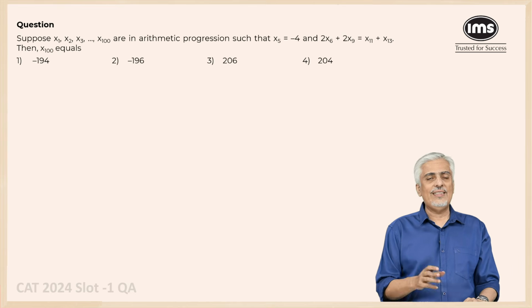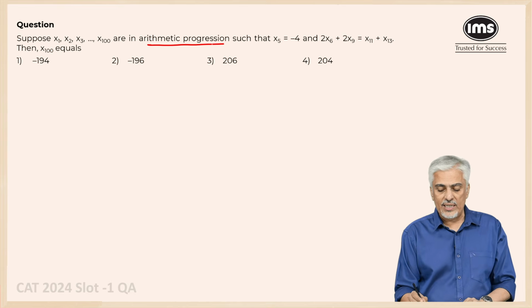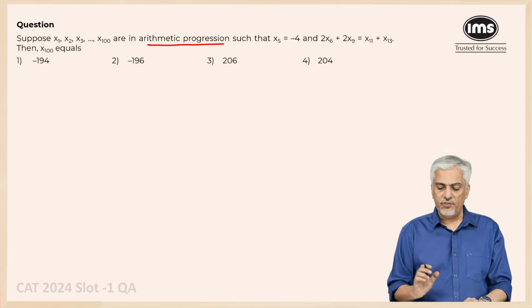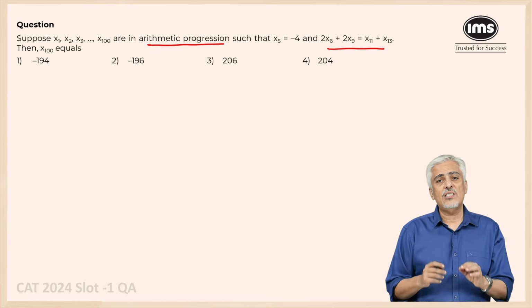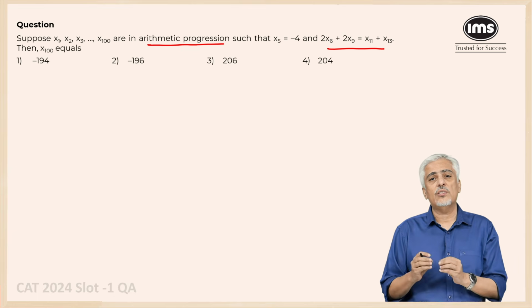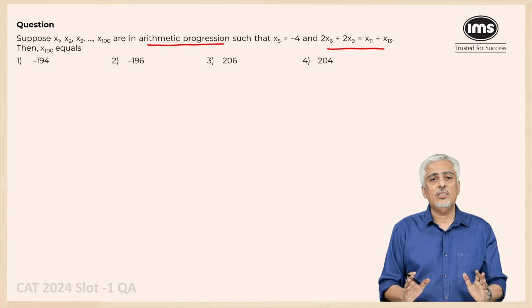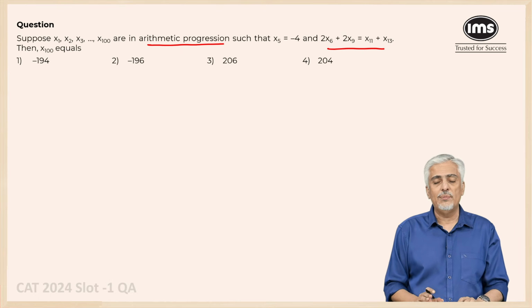x1, x2, x3 up till x100 is an AP, arithmetic progression, where they have given us the fifth term directly and they have given one more relationship. Then what does x100 equal to? It was a straightforward question using your regular method. No shortcuts, no smart methods, just use your regular methods.